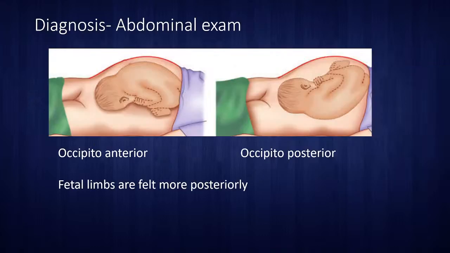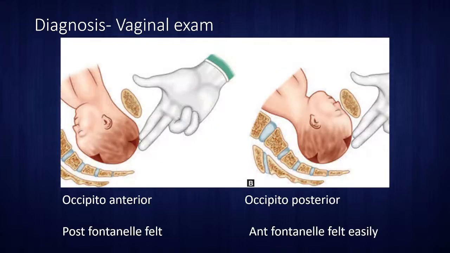Diagnosis is by abdominal examination. Here you can see the empty part in occipito-posterior; the occiput is posterior, the empty part. The abdomen will be seen as a flattening below the umbilicus. When you palpate this part, it will go down, so it will be flattening. Then on vaginal examination, in cephalic presentation you can feel the posterior fontanelle, but in occipito-posterior position you can easily feel the anterior fontanelle.